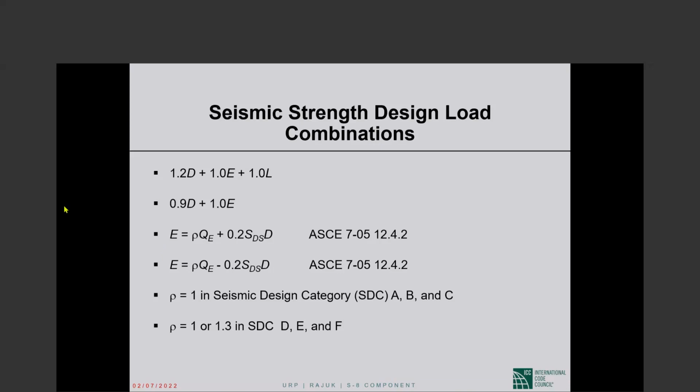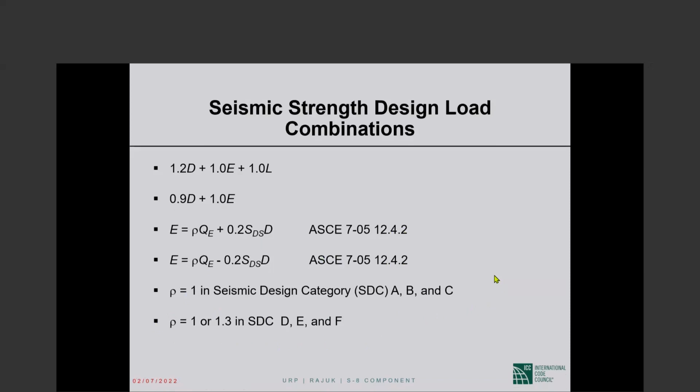And the point to S sub ds times D is essentially written differently. It is exactly the same. So in BNBC 2020, E is Q sub E plus 0.2 S sub ds times D in the additive seismic load combination, and in the counteractive load combination, it is Q sub E minus 0.2 S sub ds times D. In ASCE 7, rho is 1 for seismic design categories A, B, and C. In design categories D, E, and F, it can be 1 or 1.3, as I mentioned already.